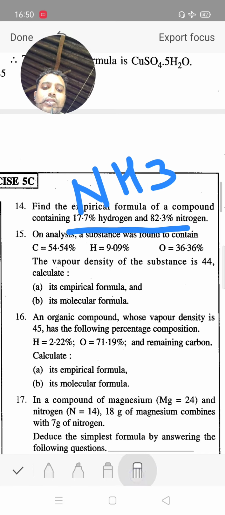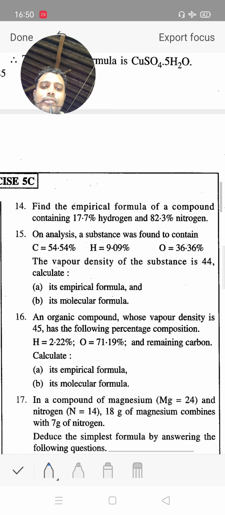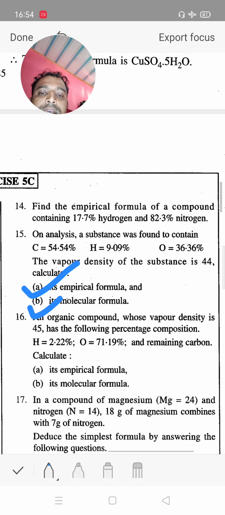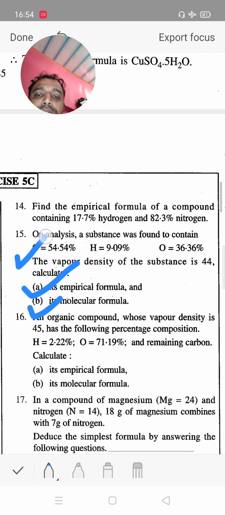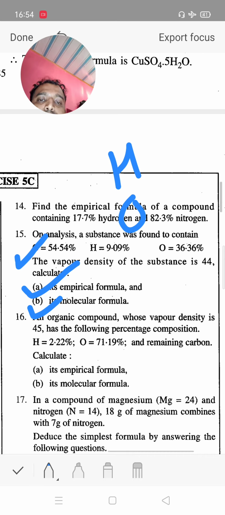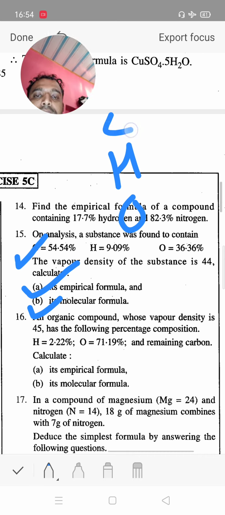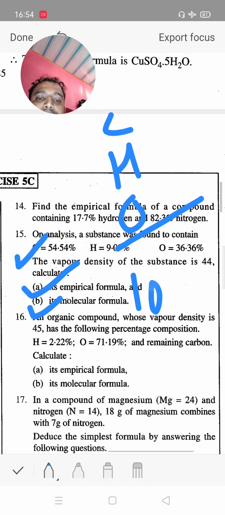Now next question. To find the empirical formula and molecular formula, the following compound has carbon 54.54%, hydrogen 9.09% and oxygen 36.36%. Now we calculate their percentage, it is 100%.